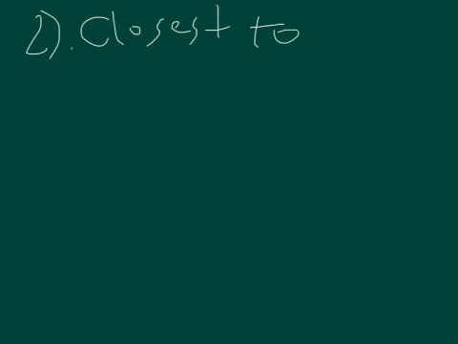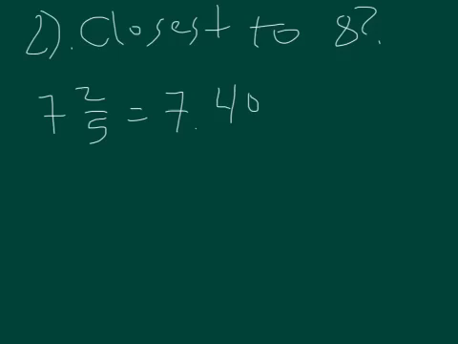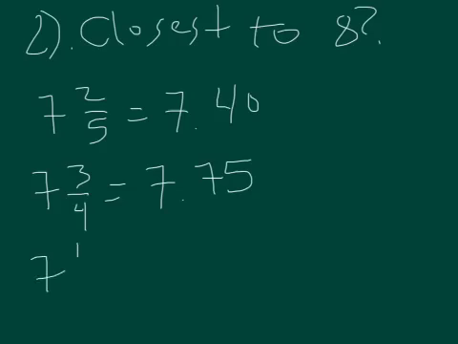On the second one it asks which number is closest to 8. Well, that's not really hard. We got 7 and 2/5. 7 is our whole number, and 2/5 as a decimal is 40 cents. Then we got 7 and 3/4. The whole number is 7, and 3/4 is the same as 75 cents because you have 3 out of 4 quarters. Then you got 7 and 1/6.